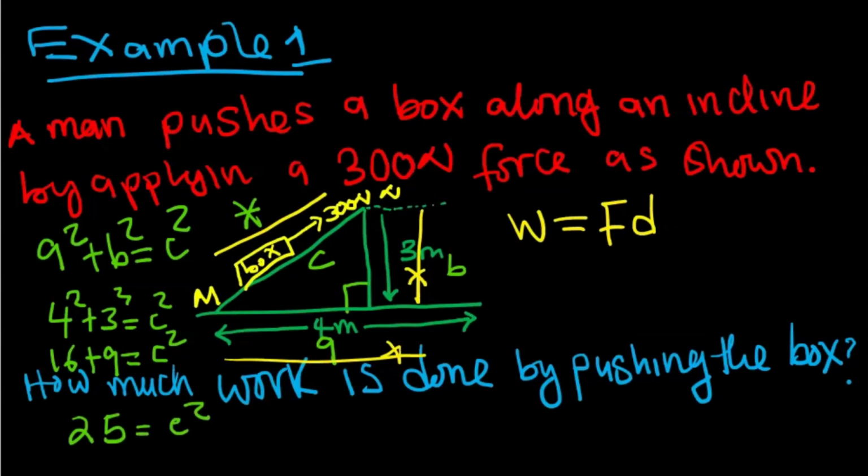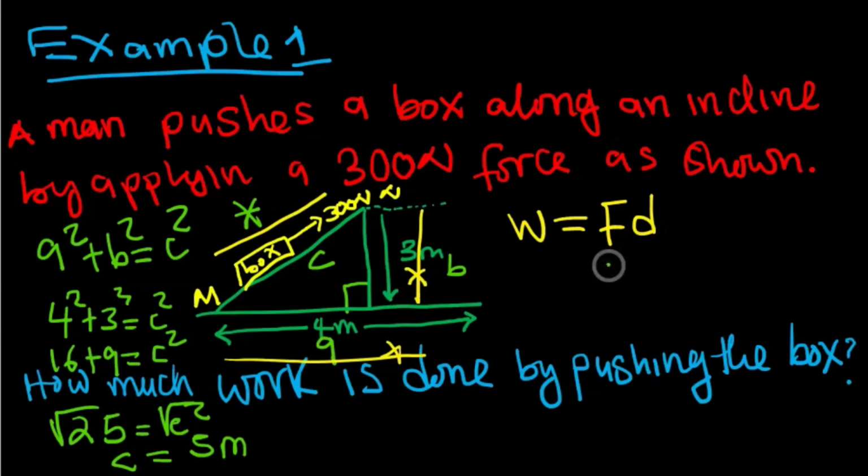What we are interested in is to find c. If we apply the square root on both sides, we are going to find that c is equal to 5. So we get the positive value. So the distance that we are interested in is 5 meters. In finding work, we are going to use the distance which is 5 meters.